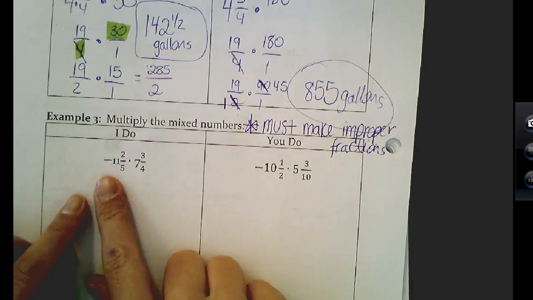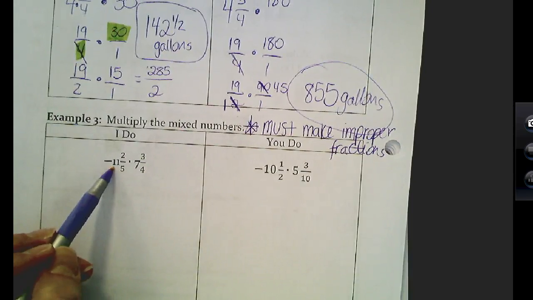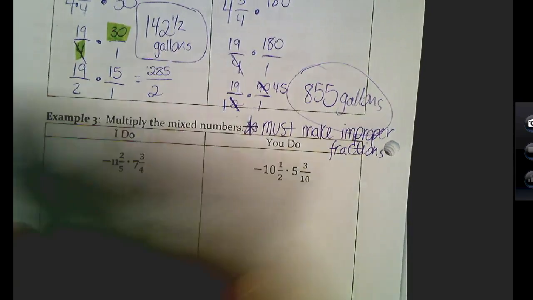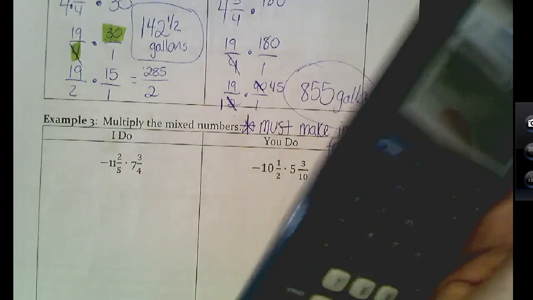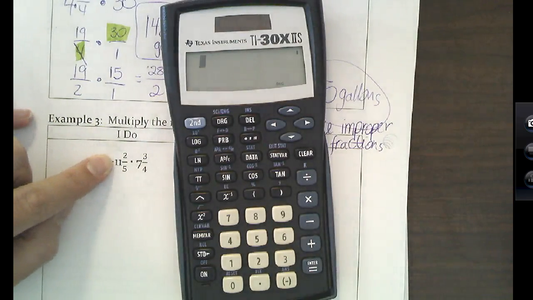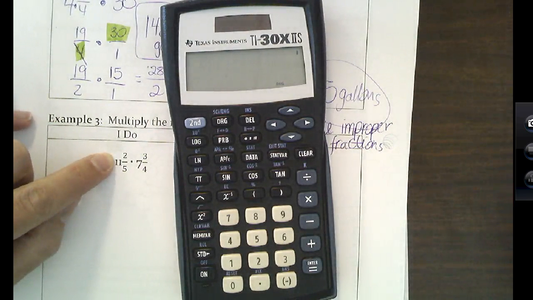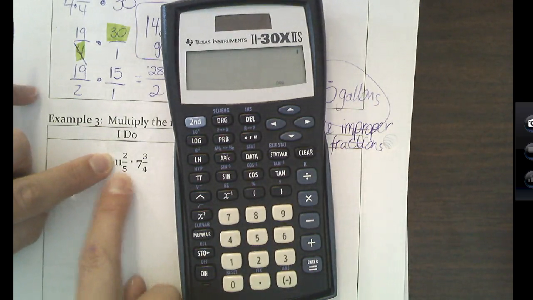So for example 3, I'm just going to look at negative 11 2/5. When I go to take 11 2/5 and write it as an improper fraction, do me a favor and take your pointer finger and cover up that negative. Right now, we get to ignore the fact that this is a negative number. We are simply going to multiply our denominator. So multiply with me. What's 5 times 11?